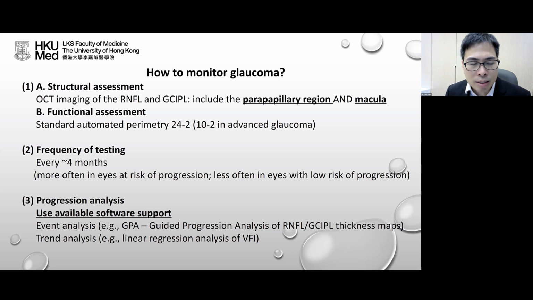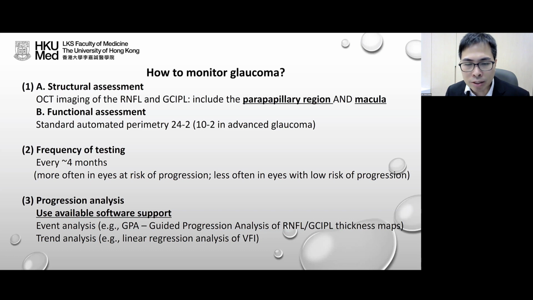We typically test our patients with OCT and visual field every 4 months. There's no standard, there's no consensus on how often we should prescribe OCT and visual field tests. For eyes at risk of change, we need to test more often, even every 2 to 3 months. But we can test less often in eyes with low risk of progression.